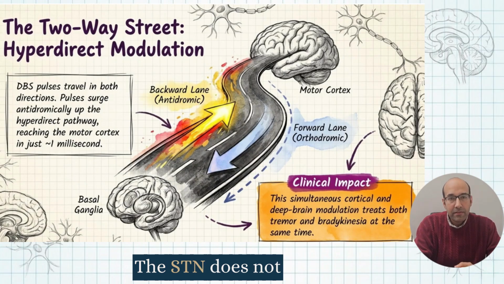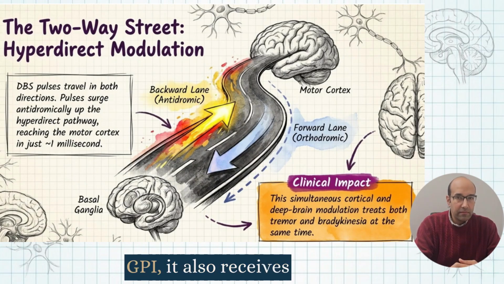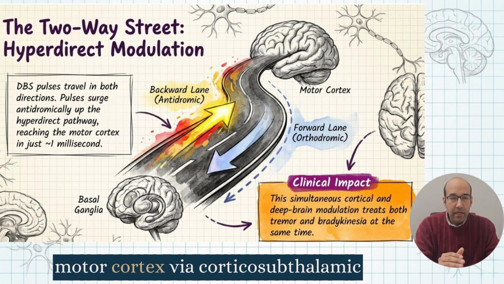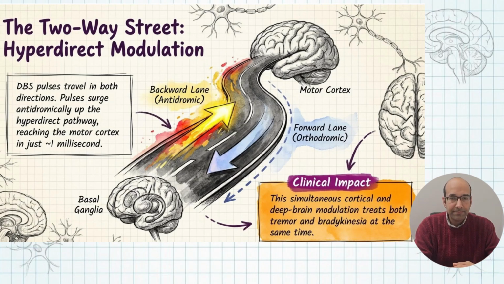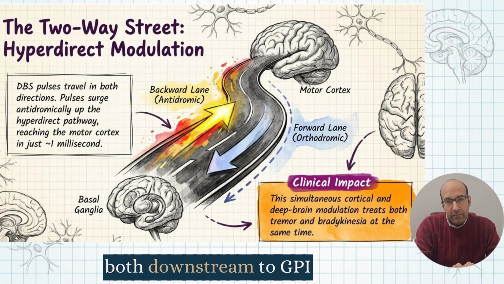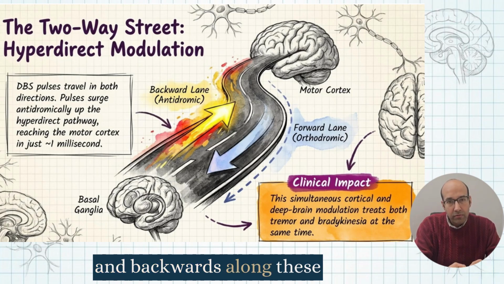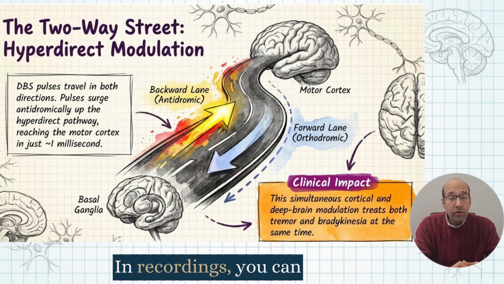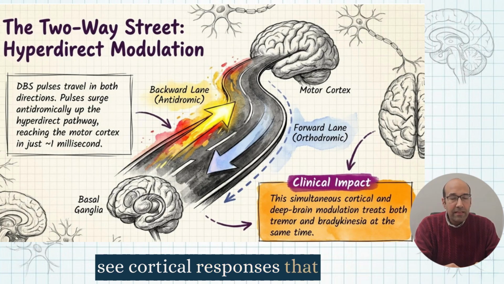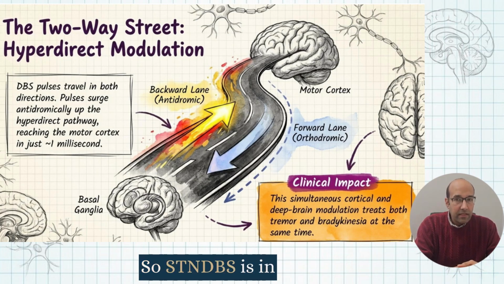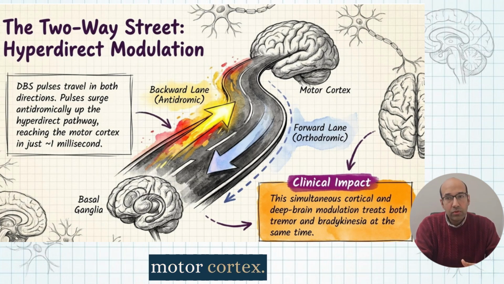The STN does not just send output to GPi. It also receives direct excitatory input from motor cortex via cortico-subthalamic fibers. When we stimulate within STN, we send spikes both downstream to GPi and backwards along these fibers to cortex. This is antidromic activation. In recordings, you can see cortical responses that arrive about 1 millisecond after each DBS pulse. So STN DBS is in real-time conversation with the motor cortex.